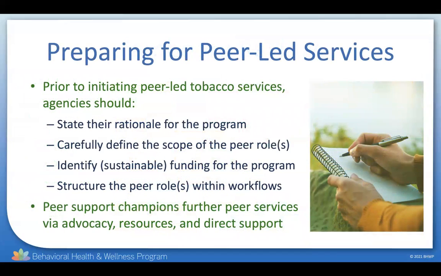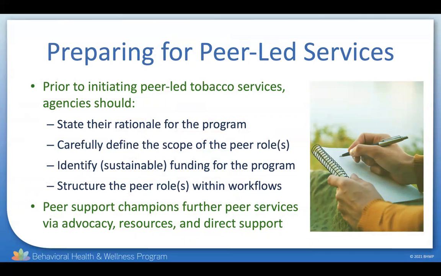Okay, in preparing for peer-led services, it's very important that agencies plan ahead and carefully prepare for the initiation of the peer-led services. A lot of thought is needed in the specifics of peer-led services, including having a clearly stated rationale for the peer program. This rationale serves as a guide for the initiative, and articulating these details ahead of time really helps to keep all members of the organization on the same page and invested.